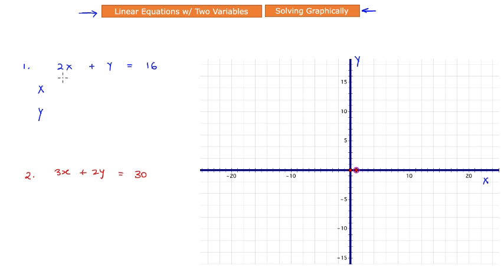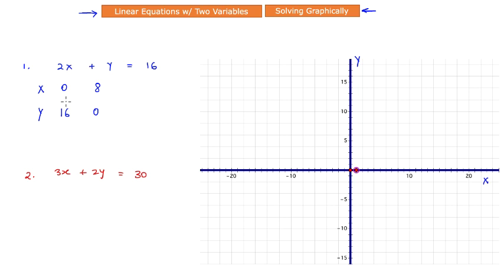The first thing you'll need is an ordered pair of values so that you can create a line, such that they satisfy each equation respectively. In case of equation 1, if I put x is equal to 0 in this equation, then y should be 16. Only then will these two values satisfy this equation, correct? And likewise, if I put y equal to 0, then x has to be 8 to be able to satisfy this equation.